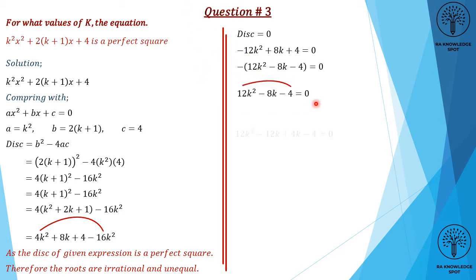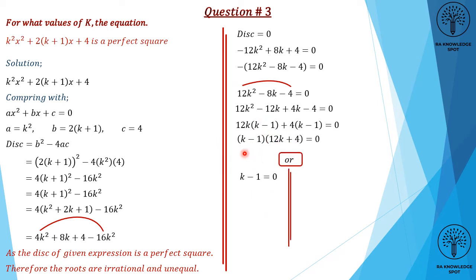Now we have to factorize. 12 fours are 48 and 12 minus 4, that is 8. Some further simplification: 12k is common, then (k minus 1) and (12k plus 4). Then k minus 1 equals 0, so the value of k is 1, and 12k plus 4 equals 0, then k is minus 4 by 12, that is minus 1 by 3. Okay, now these are the values of k. See, in the question it says values, which means we have to find two values of this k.